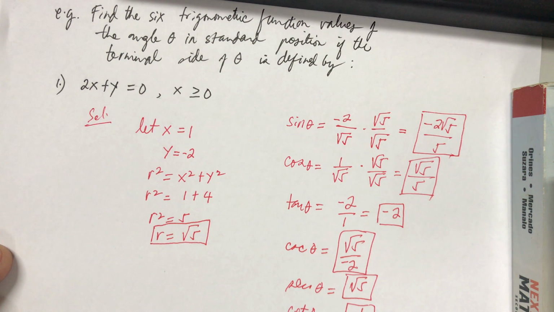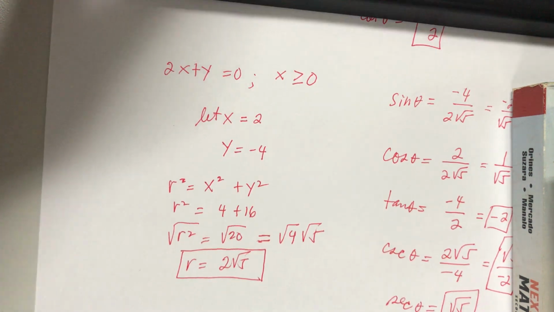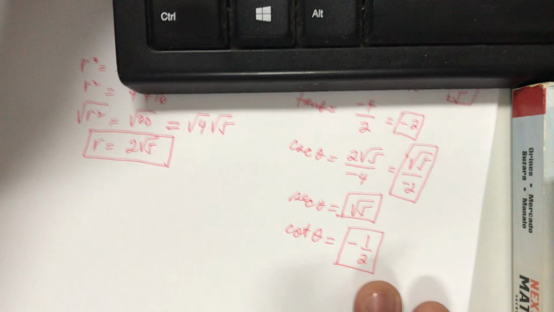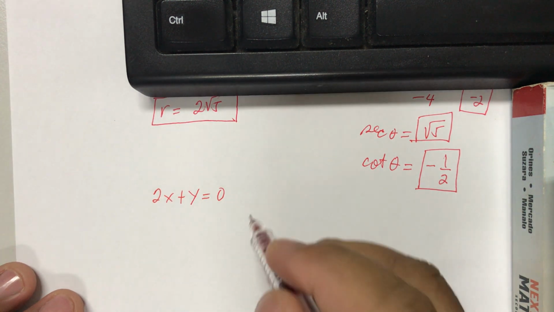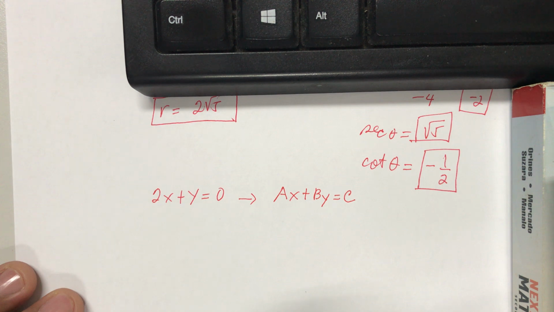We started with a linear equation in two variables in the form ax plus by is equal to c. In the given, you have 2x plus y, which is equal to 0. Ax plus by is equal to c is the standard form of linear equation in two variables. In this case, a is equal to 2, b is equal to 1, while c is equal to 0. Let me rewrite it here. So you have 2x plus y is equal to 0. That is in the form of ax plus by is equal to c, the standard form of linear equation in two variables.